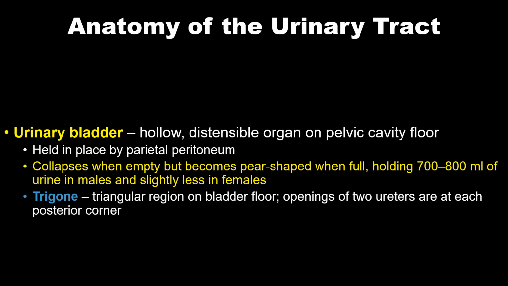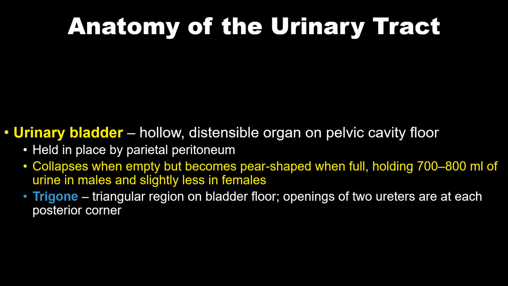preventing backflow. The bladder itself is a hollow, distensible organ sitting on the floor of the pelvic cavity, suspended by a fold of the parietal peritoneum. It collapses when empty, but when it's distended, it almost becomes pear-shaped, and it can hold between 700 and 800 milliliters of urine. Although in females, it doesn't actually expand to full capacity because of the uterus's position. Like the ureters, the walls have 3 tissue layers. From superficial to deep, they are the adventitia, the detrusor muscle, and the mucosa.